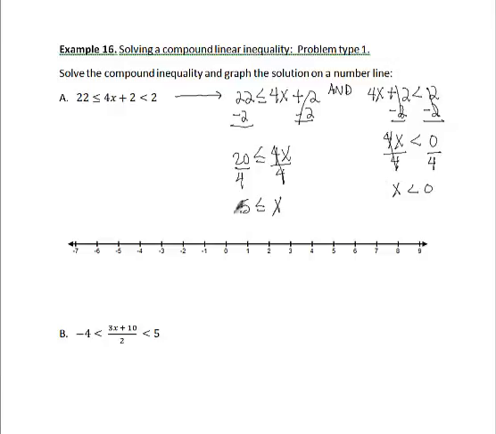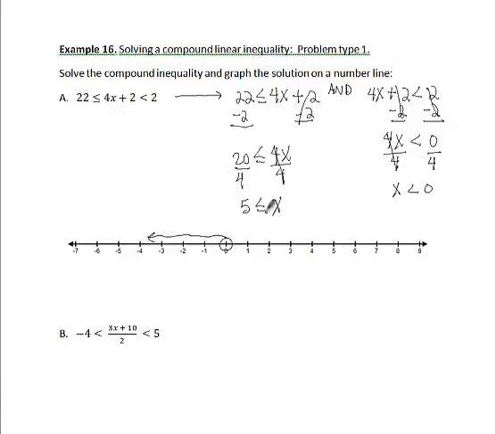And we get x is less than 0. Well, let's graph these two inequalities. We have an open dot for x less than 0 because we do not have the equal to bar, and we shade to the left.